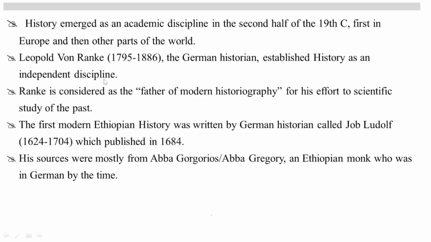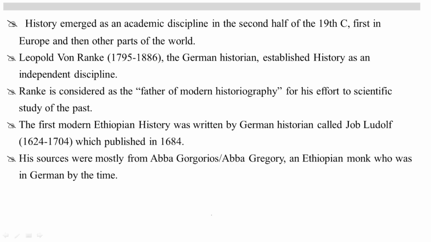Herodotus is called the father of history because he defined it for the first time from this root word. Ranke is considered the father of modern historiography because he established history as an independent discipline for the first time. These are the two differences between Herodotus and Ranke.